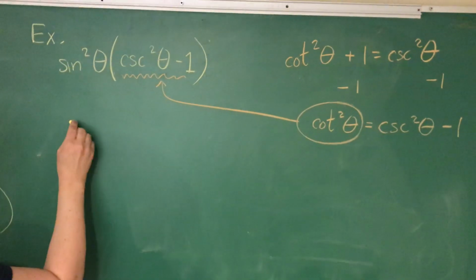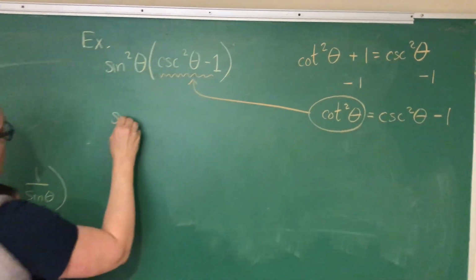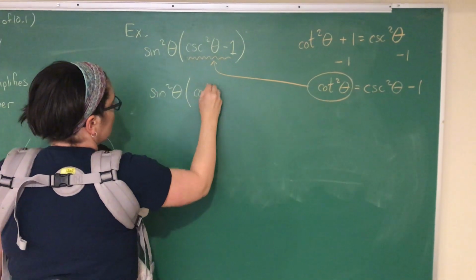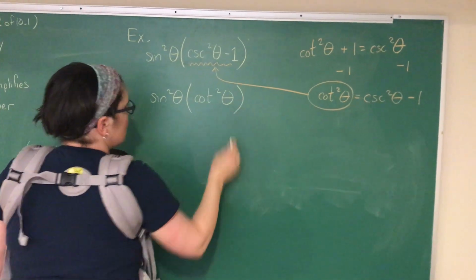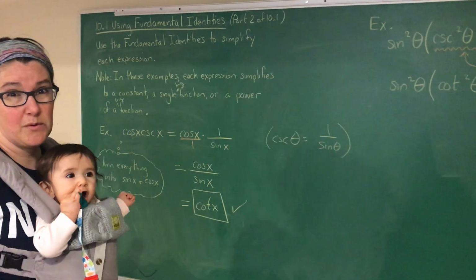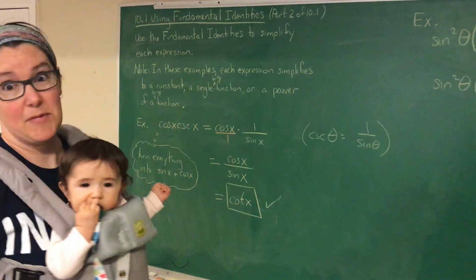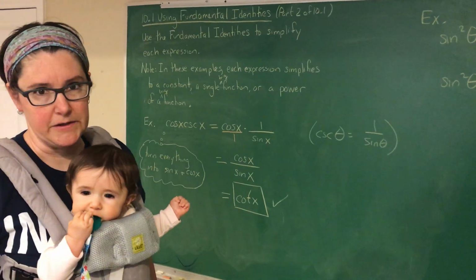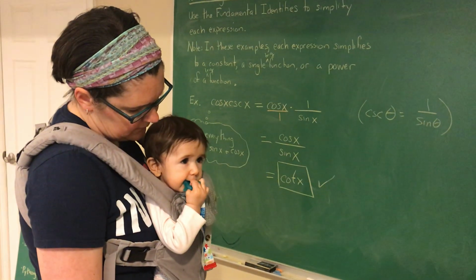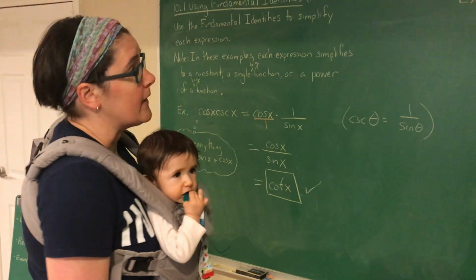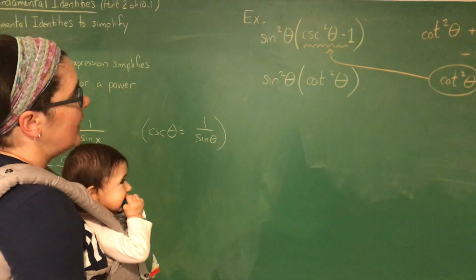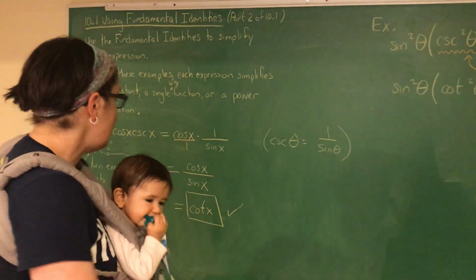All right, so what does that give me? That gives me sine squared theta times cotangent squared theta. Okay, that's a thing. The question is, is that any better? Unclear. What do you think, Ariana? She's speechless.